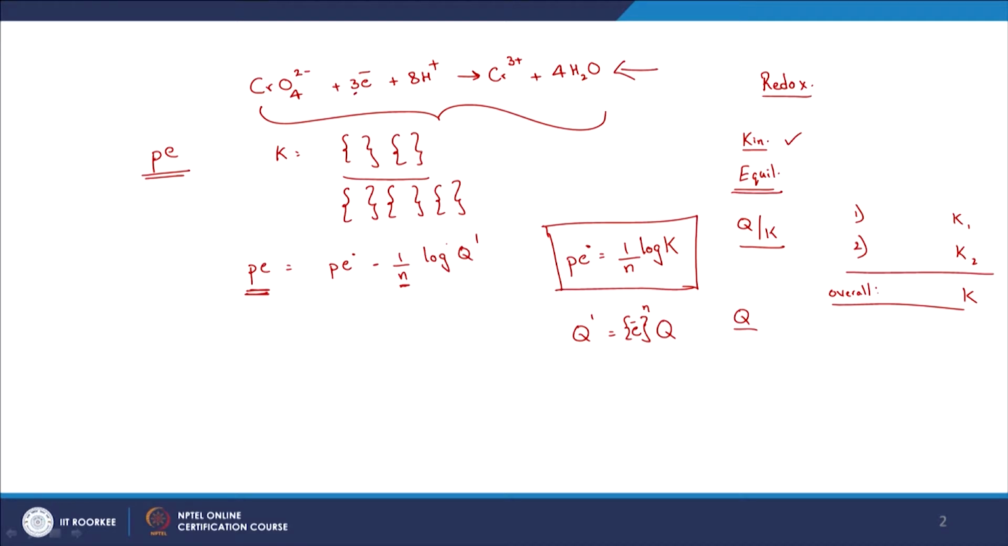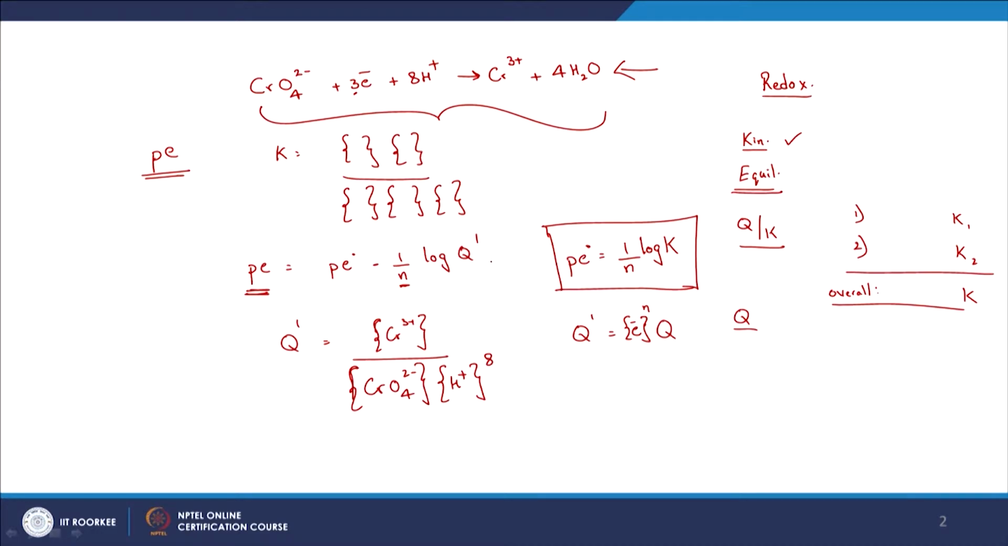Let me write down Q dash for this particular example. Q dash is going to be equal to the activity of Cr3+, which we usually approximate by concentration, divided by CrO4 2-. We are not going to have the electron term here, divided by H+ to the power of 8.